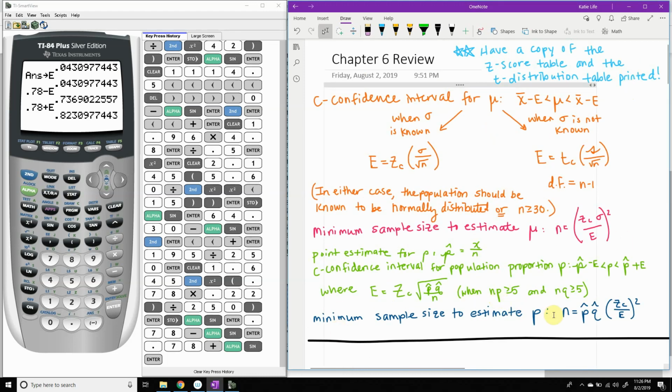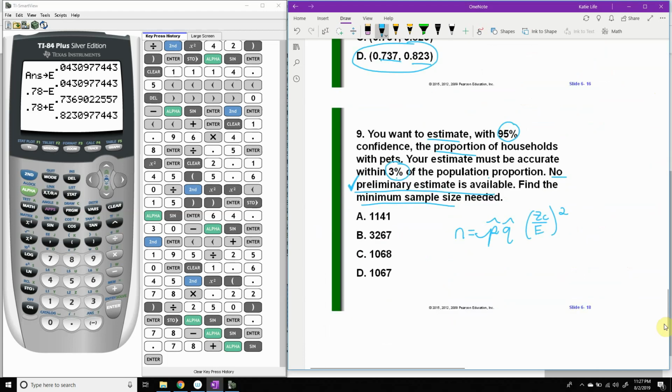Minimum sample size to estimate P, N is equal to P hat times Q hat times the ratio of the critical z-score divided by the error, and that whole ratio is squared. So again, the problem is going to set you up with all of those values that you need. If there's no preliminary estimate available, we always assume exactly half for P hat and Q hat. So P hat is going to be 0.5 and Q hat is going to be 0.5, and our level of confidence has to be given and the error has to be given. So you'll be given all the pieces of information to plug and chug in the minimum sample size for proportions formula. Okay, so let's go ahead and do this.